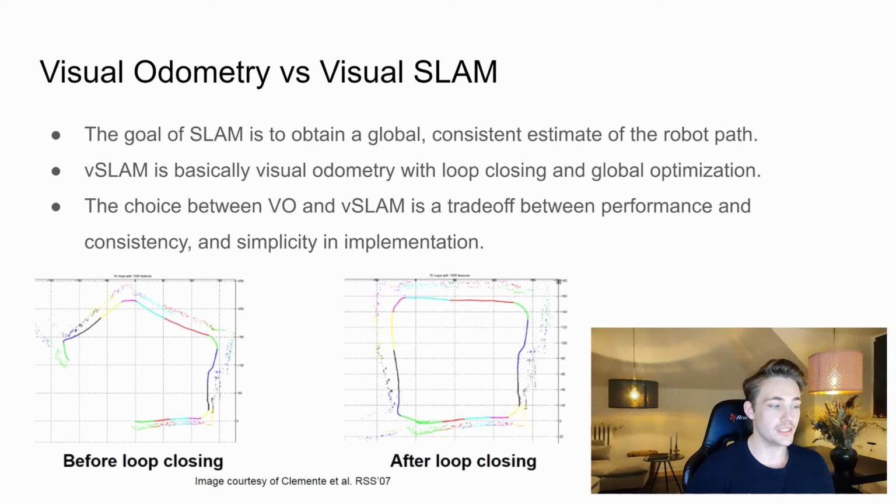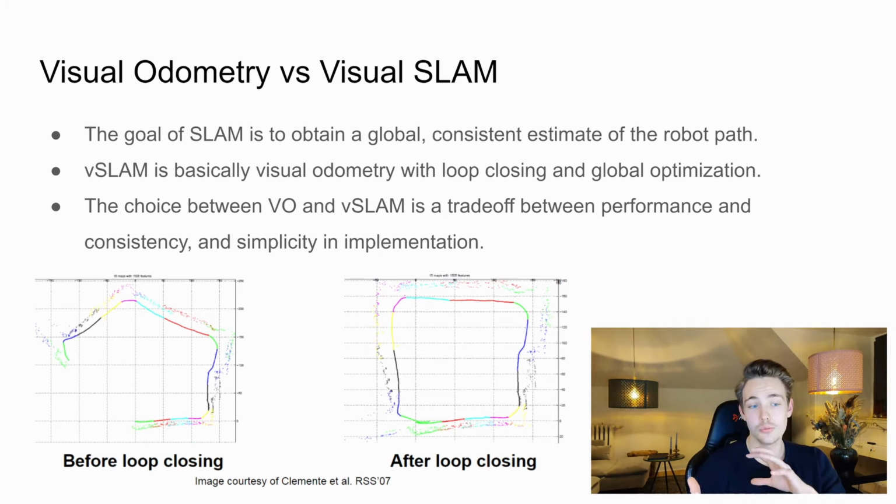So over here to the left, we can see our estimated robot path before we're closing the loop. We can get a lot of errors, as our errors are accumulating when we're using visual odometry. So that is one strain on the system. But when we're using visual SLAM, for example, we can do loop closing.